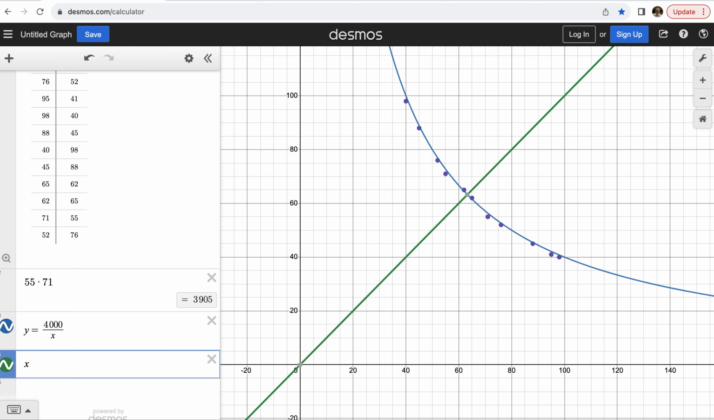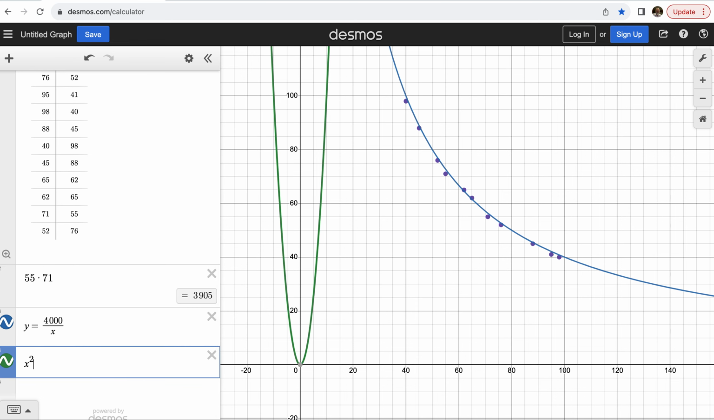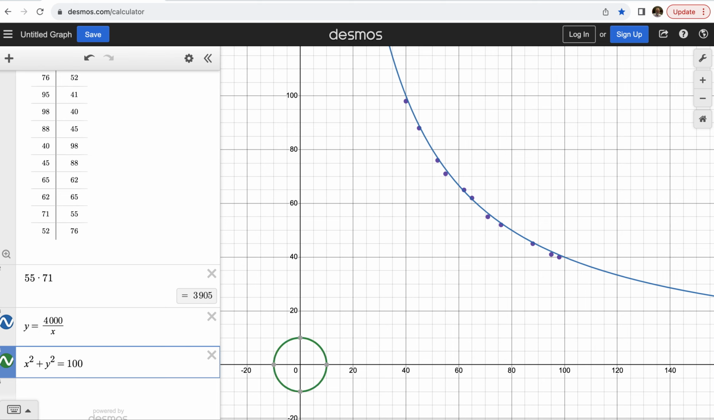x squared plus y squared equals, let's make it 100.